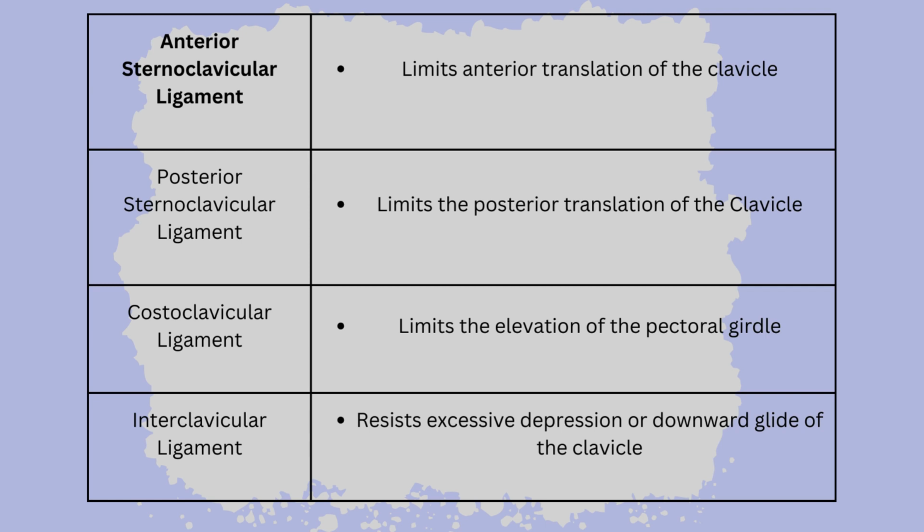Movements of the SC joint allow for a variety of movements, including elevation and depression, upward and downward movements of the clavicle. Protraction and retraction, forward and backward movements of the clavicle. Rotation, medial and lateral rotation of the clavicle.